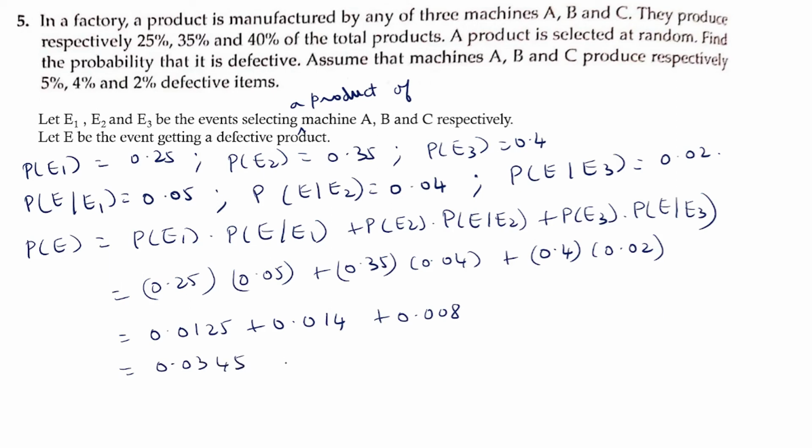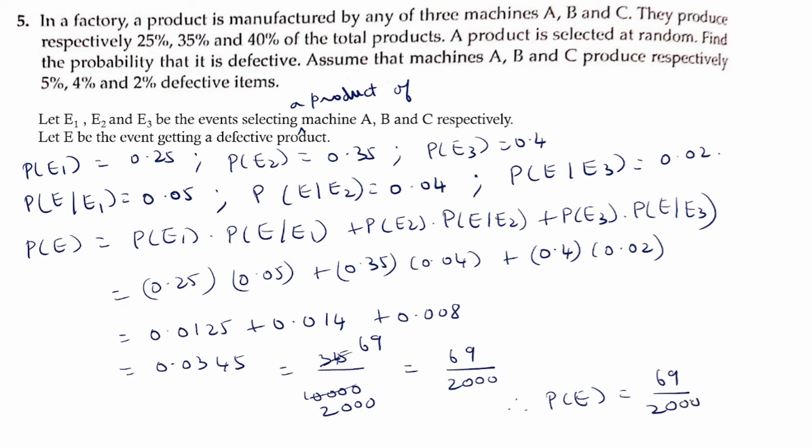When we add all these, we get 0.0345. Or if we want to write it in fractions, it is 345 by 10,000. So this is equal to 69 by 2000. Therefore, probability of E is equal to 69 upon 2000. So this is the probability that it is defective.